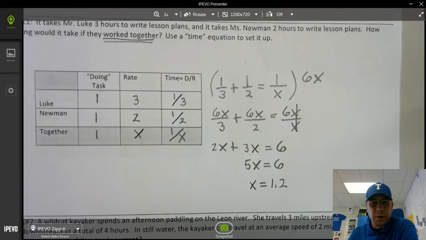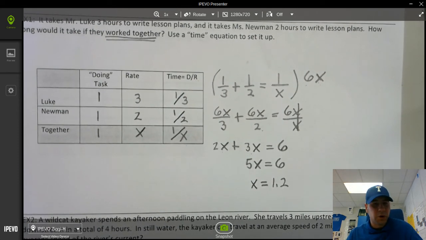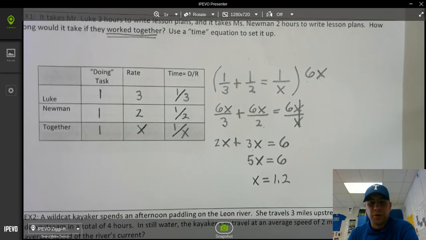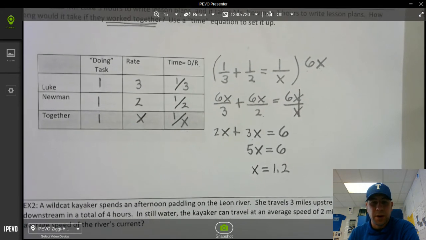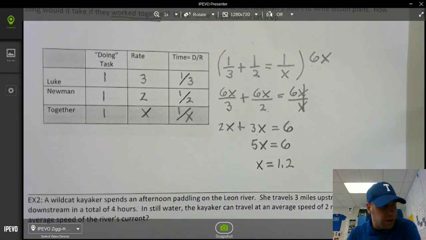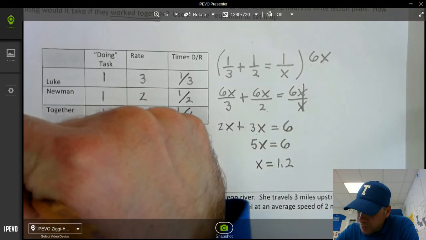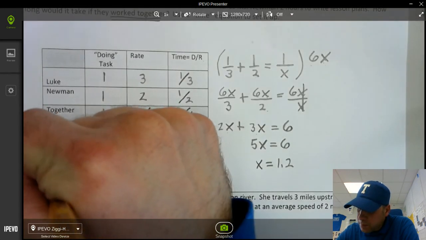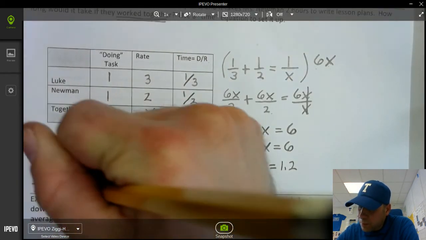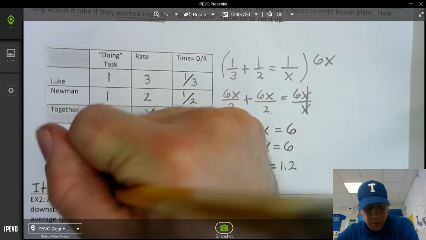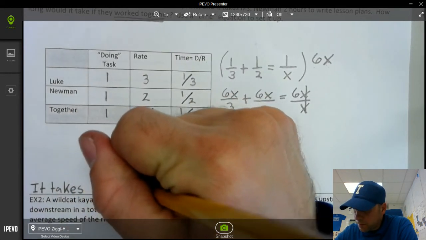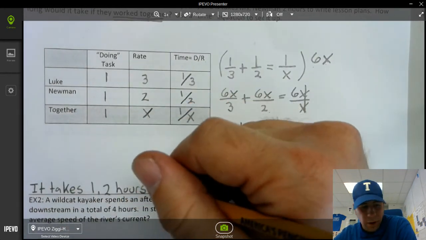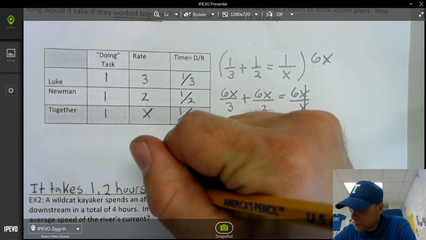Okay, so now remember, you're going to want to write your solution as a complete sentence. Okay, so we would say that it takes 1.2 hours to write lesson plans together.